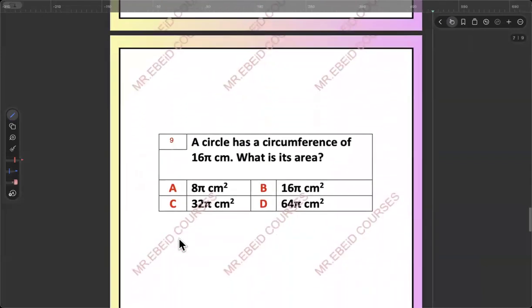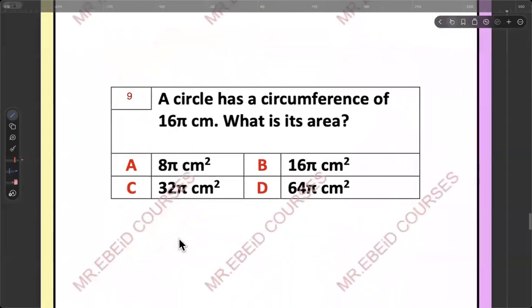Next one, let's zoom in again. A circle has a circumference of 16 pi. What is its area? If you have the circumference of 16 pi, in terms of pi, you can say that the diameter length directly equals 16. So the radius equals 8. As you know, the radius is half the diameter. So the radius here is 8.